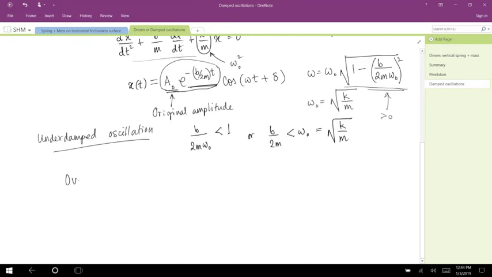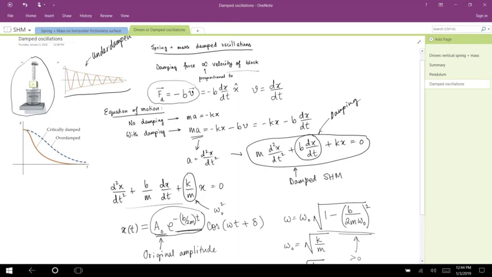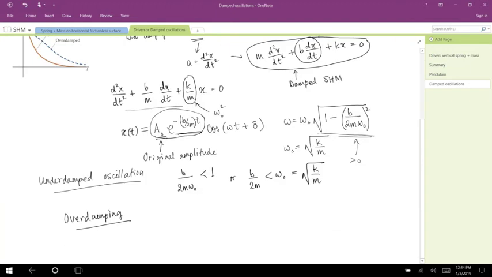The system can be overdamped. So overdamping would mean that there's no more oscillations. So this is a picture for overdamped oscillation. Of course this is no longer an oscillation, the position just starts at a maximum value, and as time goes on it keeps decreasing. There is no oscillation for the position. Okay, so the condition for overdamping is b over 2m omega naught has to be greater than 1, or b over 2m has to be greater than omega naught.